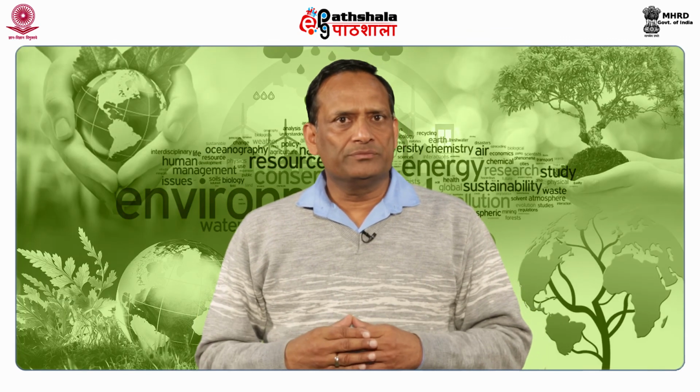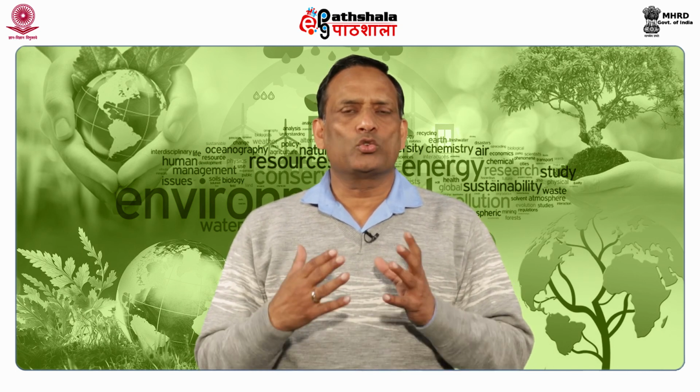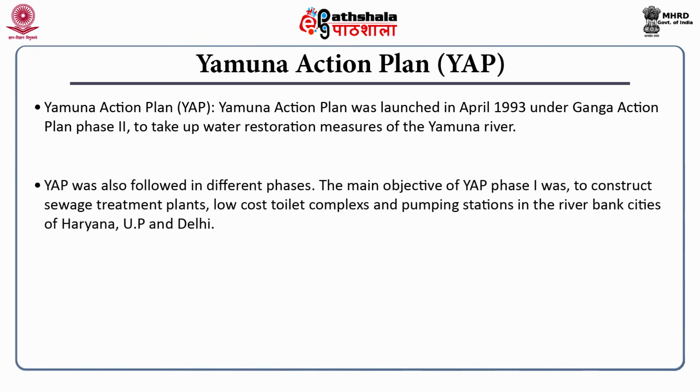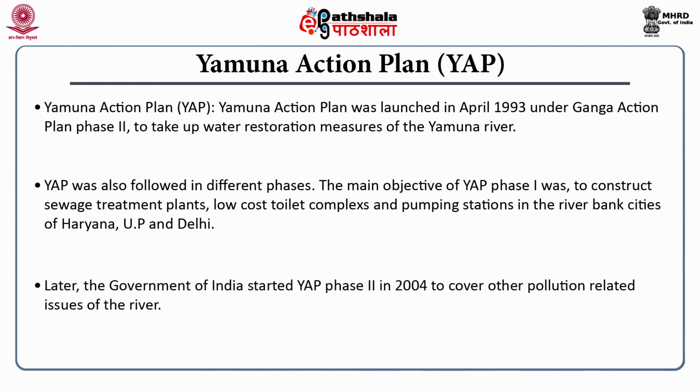Like the Namami Ganga program, the Yamuna Action Plan has also been started to clean the river Yamuna. The Yamuna Action Plan was launched in April 1993 under Ganga Action Plan Phase 2 to take up water restoration measures for the Yamuna river, and was also followed in different phases. The main objective of Yamuna Action Plan Phase 1 was to construct sewage treatment plants, to construct low-cost toilet complexes and to have pumping stations in the riverbank cities of Haryana, Uttar Pradesh and Delhi. Later, the Government of India started Yamuna Action Plan Phase 2 in 2004 to cover other pollution related issues of the river.